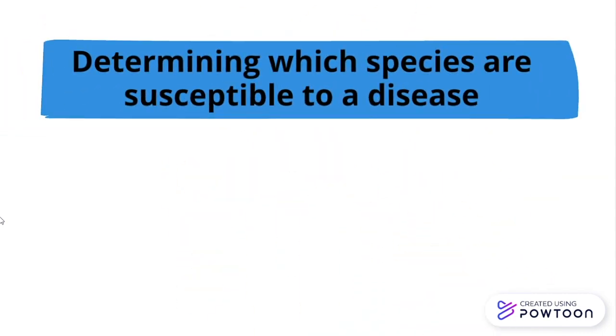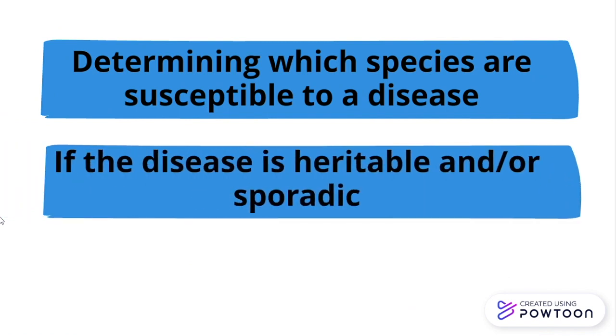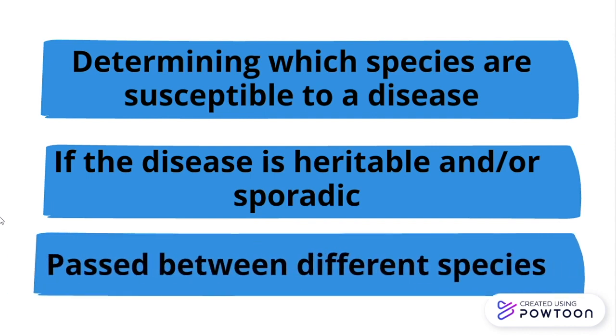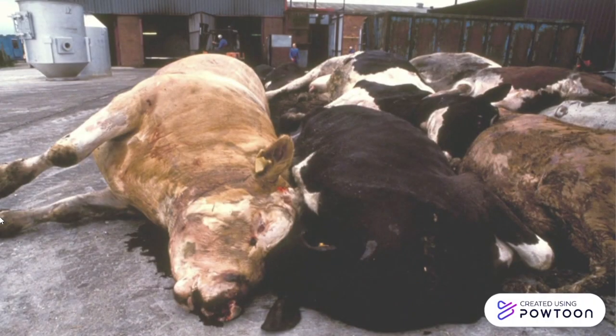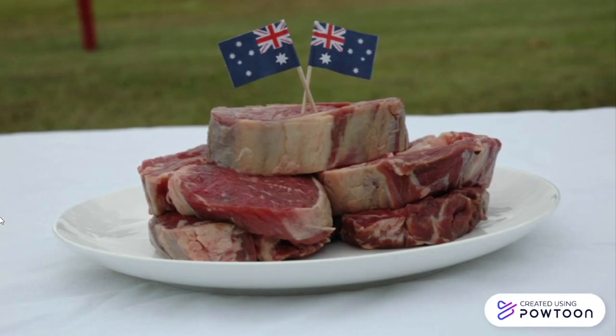Determining which species are susceptible to a disease, if the disease is heritable and or sporadic, and if it can be passed between different species, are all important genetic factors to consider when faced with an outbreak. With our understanding of these factors in regards to bovine spongiform encephalopathy, we've been able to prevent large-scale outbreaks like we saw in the 90s. This isn't just important for livestock and consumer safety, but also for the Australian, American, and Brazilian economies, which alone supply half of the world's beef exports.